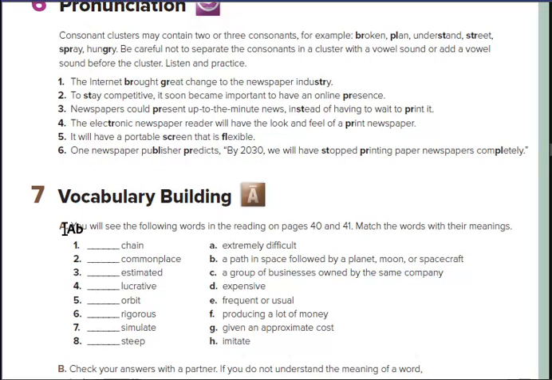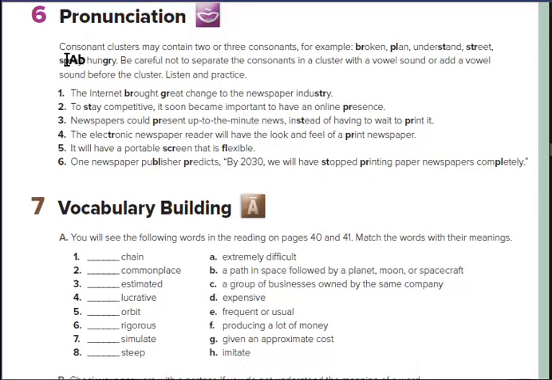Page 39. 6. Pronunciation. Consonant clusters may contain 2 or 3 consonants. For example, broken, plan, understand, street, spray, hungry. Be careful not to separate the consonants in a cluster with a vowel sound or add a vowel sound before the cluster. Listen and practice.